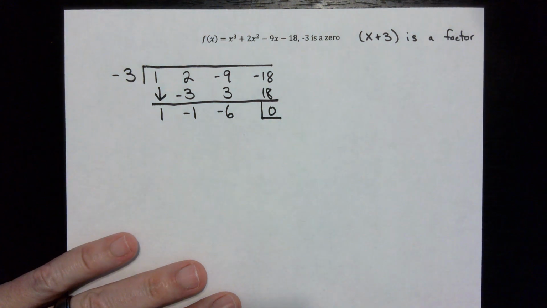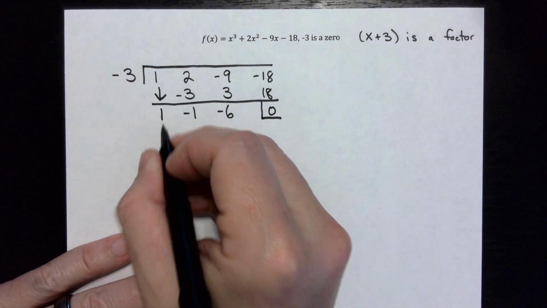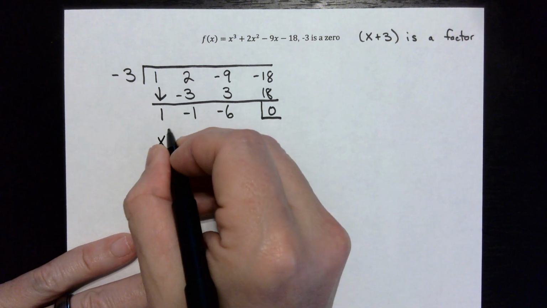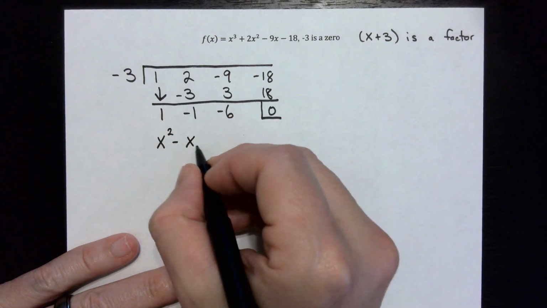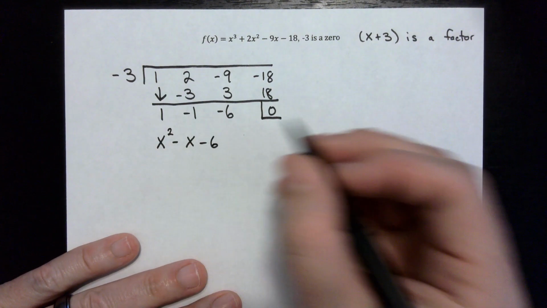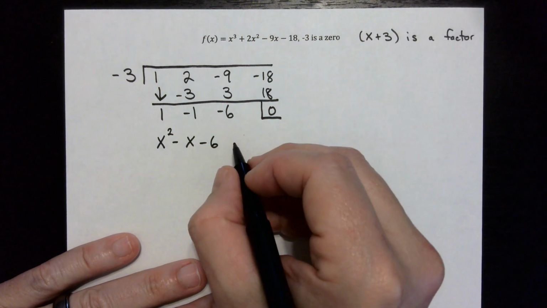Okay, so our new quadratic, if we take this down by one exponent, this would be our x squared term. So 1x squared minus 1x, or just x, minus x, and then minus 6. Okay, so this is what we need to try to factor.